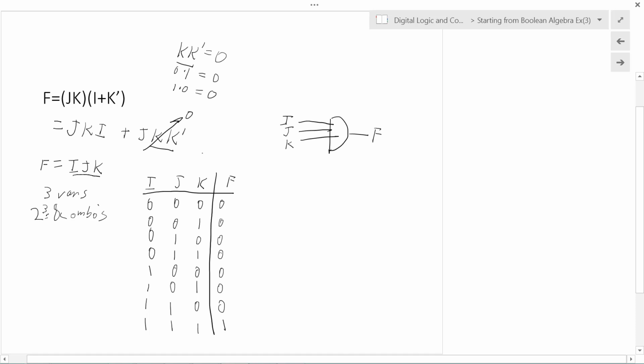So now we have the truth table and an optimized digital circuit, like so.